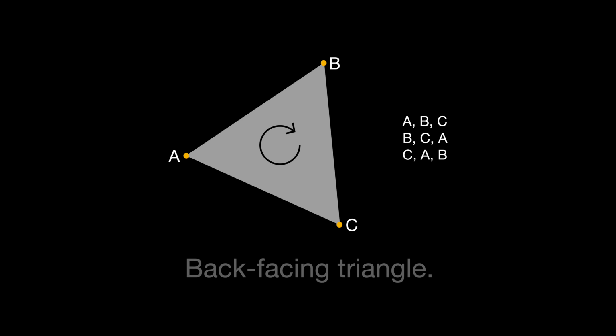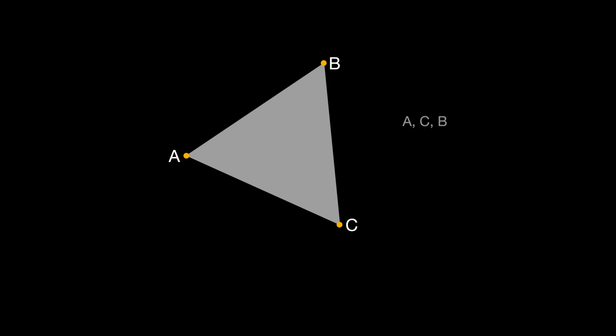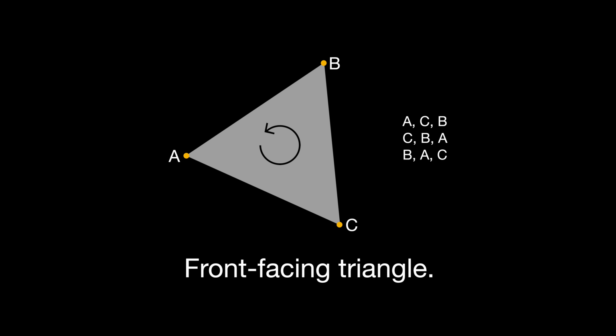Here's a triangle with three vertices, A, B, and C. If we enumerate them like this, ABC, BCA, or CAB, we are moving to the next vertex in a clockwise direction. This triangle will be categorized by OpenGL as facing back. But if we reverse the order and use any of these three arrangements, then the direction changes to counterclockwise, and now our triangle is front-facing.